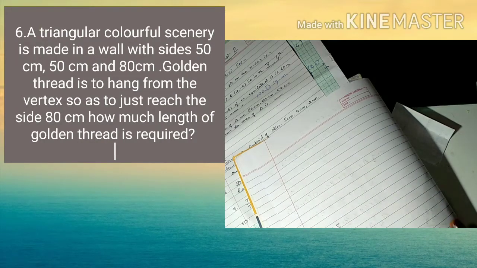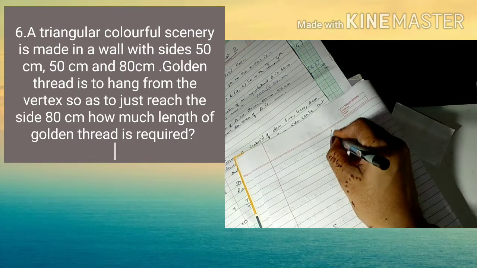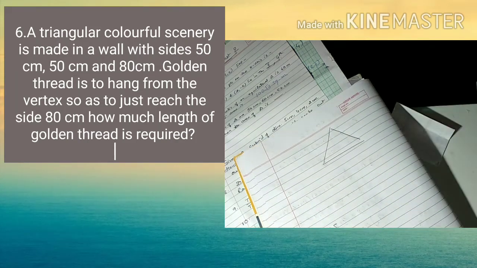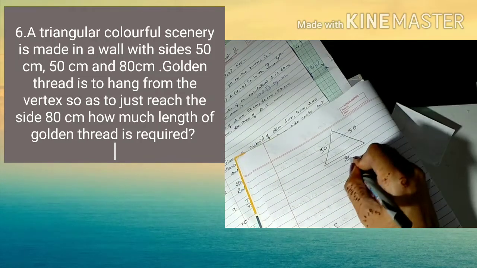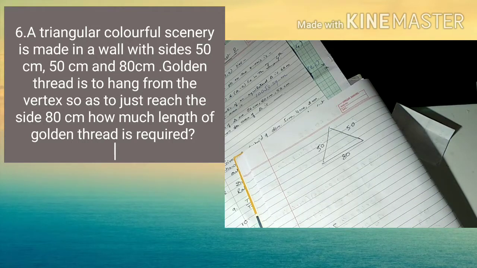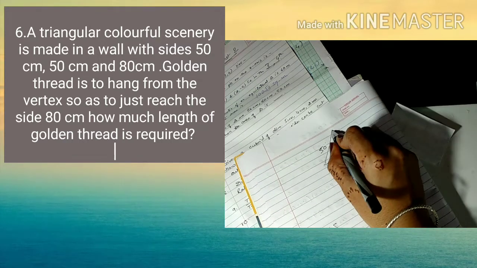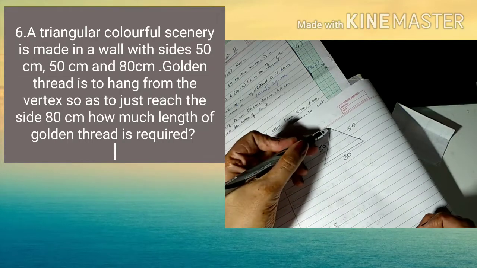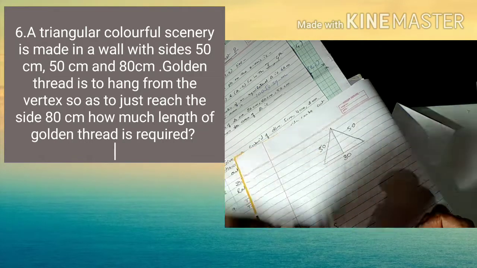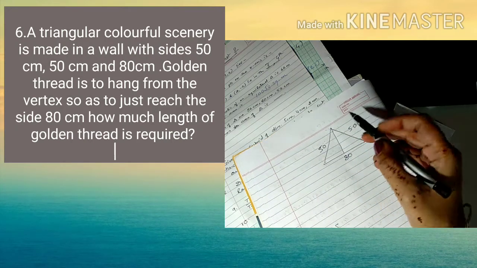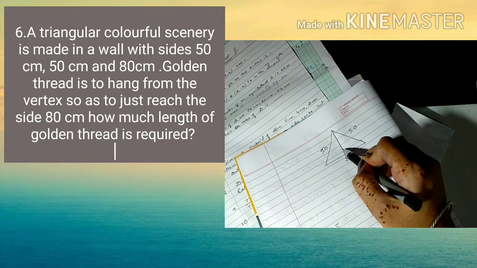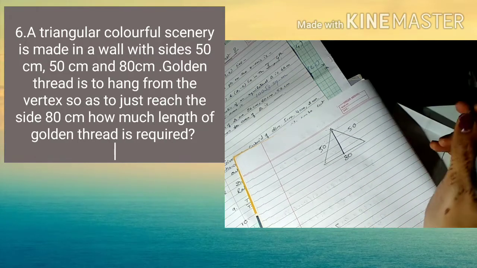A triangular colorful scenery is made in a wall with sides 50, 50 and so this is our scenery. It is made up of triangle 50, 50 and 80. Okay. A golden thread is hanged from the vertex so as to just reach the side 80 centimeter. यहाँ से अपन ने एक थ्रेड लगाया, वो कहाँ तक पहुंच रहा है? वो पहुंच रहा है इस 80 सेंटीमीटर तक. क्लियर? So we have to find, what we have to find? We have to find the length of this. हमको क्या निकालना है? इसकी length निकालनी है.